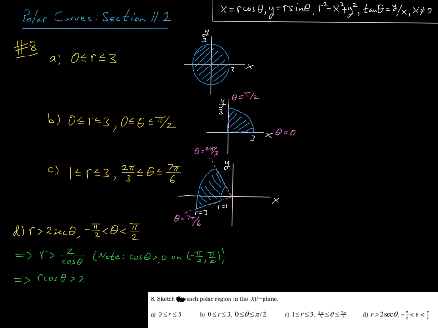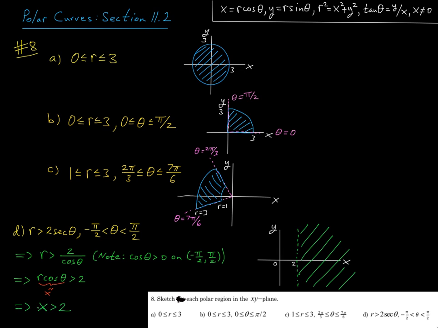Okay, now noting that cosine theta is strictly greater than 0 on this interval from negative pi over 2 to pi over 2, then implies that if I multiply both sides of this inequality by cosine theta, I do not have to change the inequality sign, right? Because I'm multiplying both sides by a positive number. So now I'm led to this condition that r cosine theta is strictly greater than 2, and aha, r cosine theta is x. So now we're looking at the condition that x is strictly greater than 2.